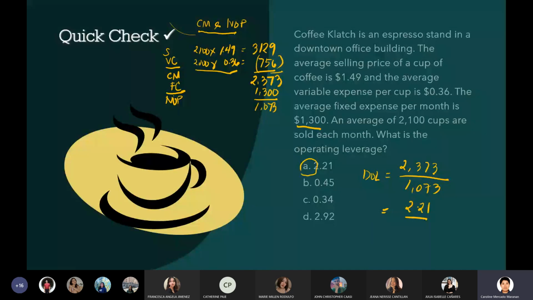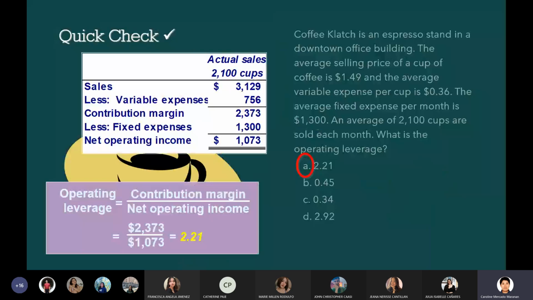So, the first thing you do is get the contribution margin and the net income for a specific level of sales, which in this case is 2,100 cups. So, for this problem, the degree of operating leverage is 2.21 times. Your net operating income will change 2.21 times the percentage of increase or decrease in your sales.